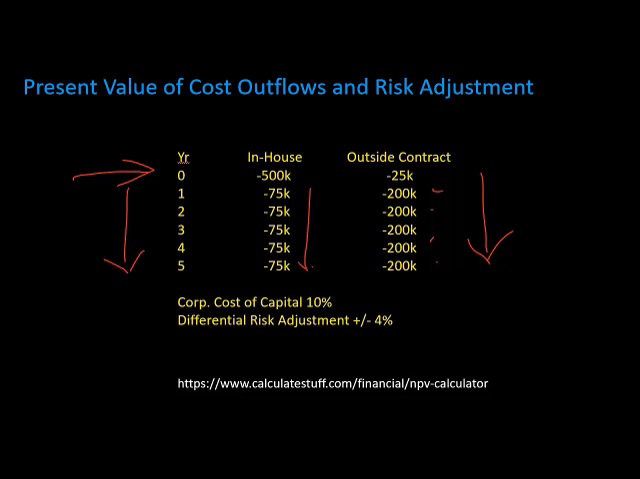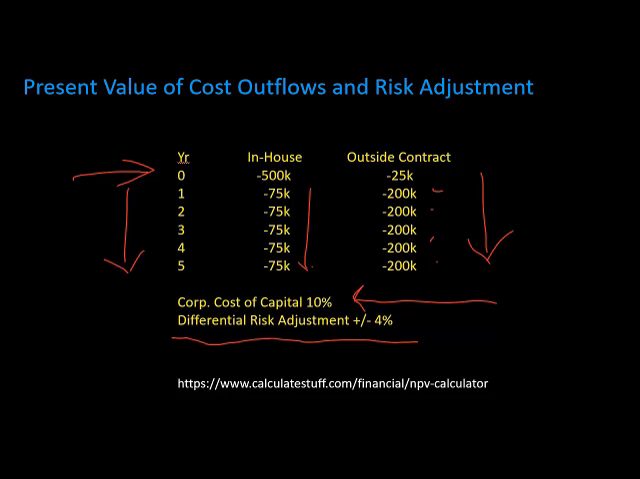Some other things, we're going to bring back our friend, the corporate cost of capital, which we have right down here. So that's important. Remember how we use that. We're going to be using that to discount these cash flows. Now, I am going to introduce one kind of new concept. All this other stuff will be relatively easy, and we'll have this done in just a few minutes. But this new one I'm going to introduce is this differential risk adjustment.